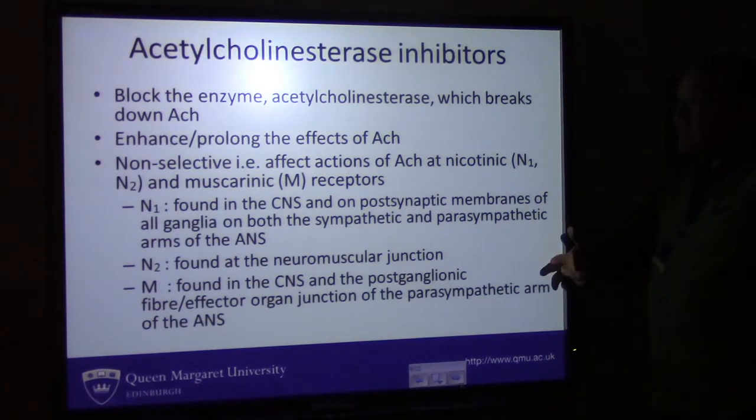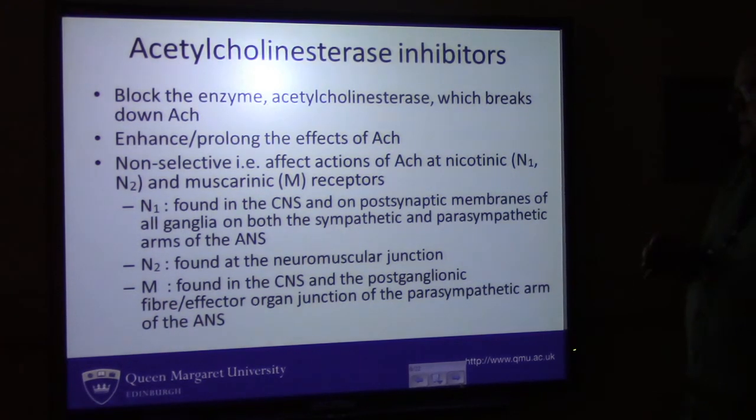So, the inhibitors. The enzyme acetylcholinesterase is there to break down acetylcholine, to stop it having a prolonged action. If you block the enzyme, then you will prolong the effects of the acetylcholine. Now, these drugs are non-selective. That is, they don't just stop the breakdown at the skeletal neuromuscular junction. They stop the breakdown wherever acetylcholine is being released. So these will have an effect at both nicotinic and muscarinic receptors.